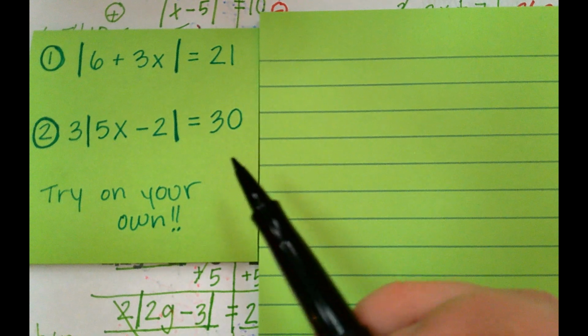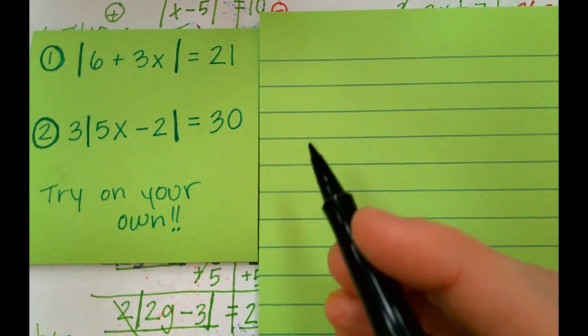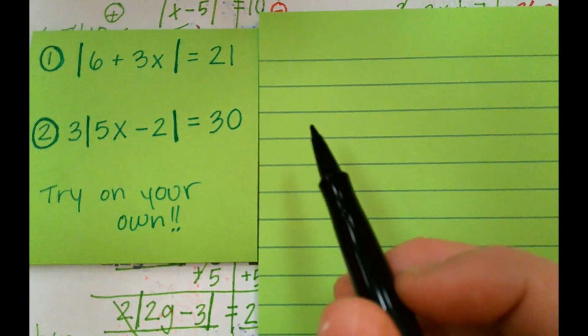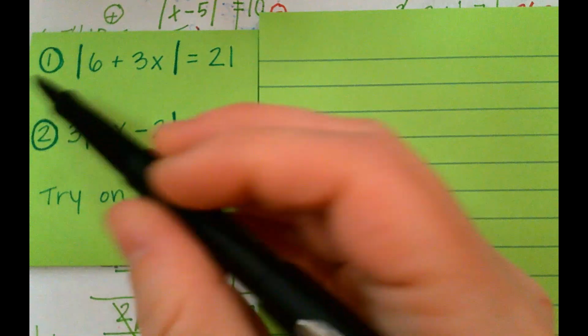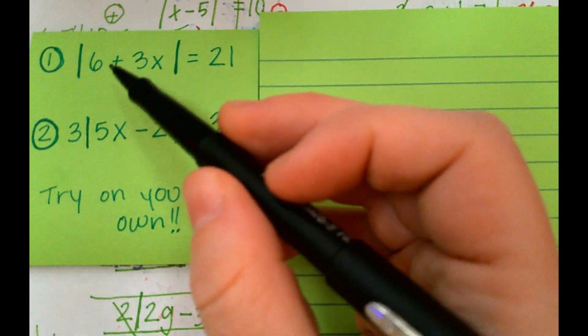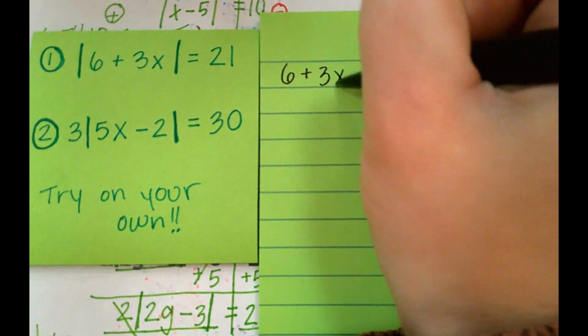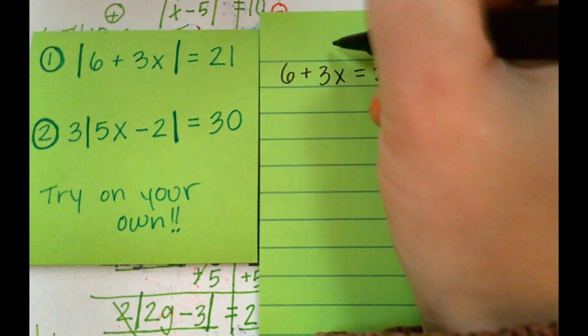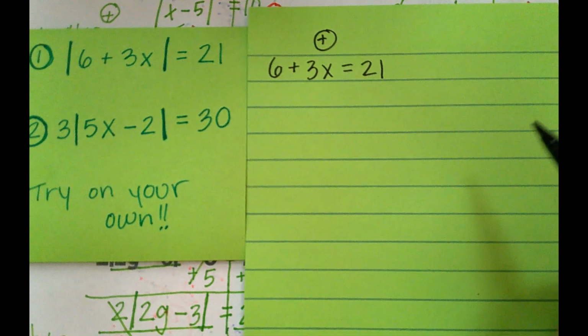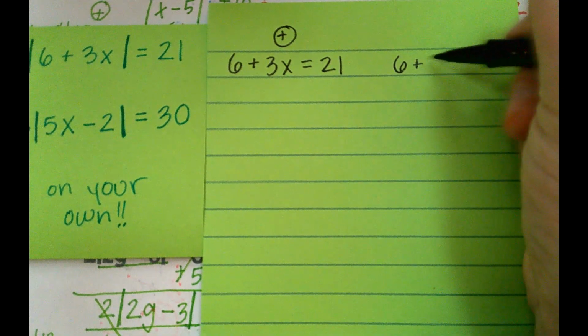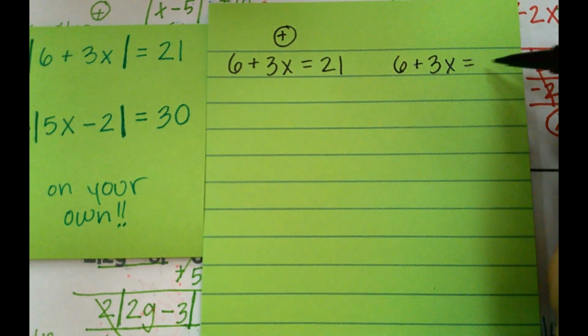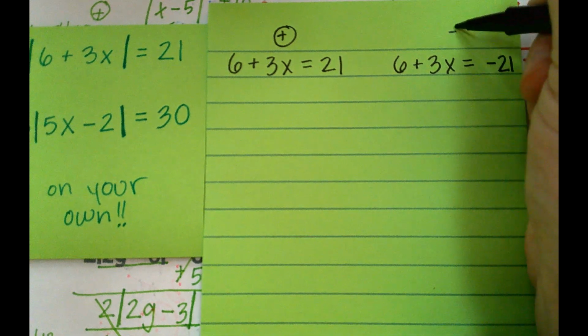Why are you splitting it up from the get-go? You're correct. How do we know that we can split it right away? Because there's no numbers on the outside. Yeah, there's no numbers on the outside of our absolute value. It's already isolated. So I'm going to go ahead and split into the 2 problems. 6 plus 3x equals 21. What other problem do I write? 6 plus 3x equals -21. Good. It's the answer that changes.